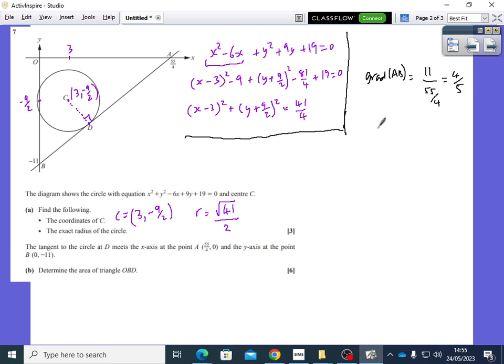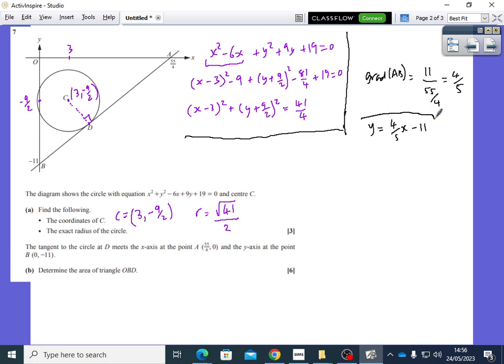Okay, so that's the gradient of this line, and because we know it goes through one of those points, we can choose any of those. I'm just going to choose that one. So the equation of AB is going to be y equals 4 over 5 x, and the intercept is minus 11.